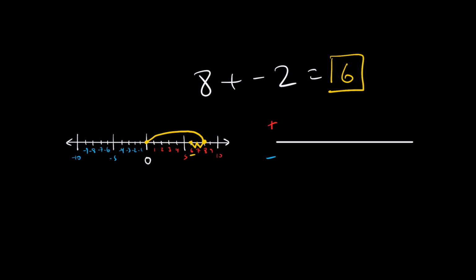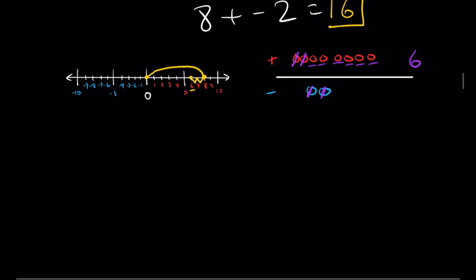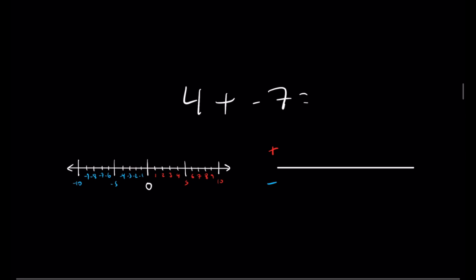And if we use this dividing line thing over here, well, I have 8 positives. 1, 2, 3, 4. 1, 2, 3, 4. And then I have 2 negatives. 1, 2. And I can cancel those out. So cancel those two, cancel those two. And what I'm left with is 1, 2, 3, 4, 5, 6 positives. So hopefully this is starting to make some sense. Let's do one more like that just to drive the point home.